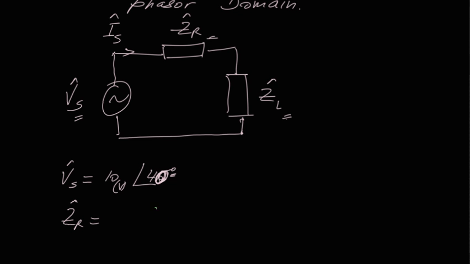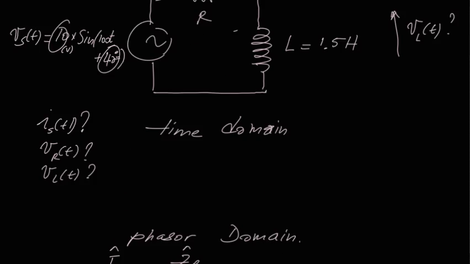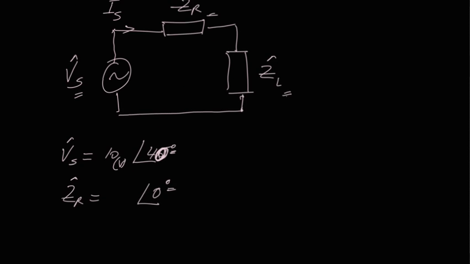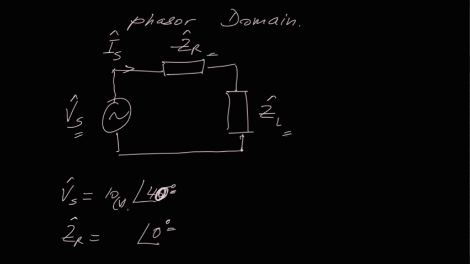All right, ZR is pretty simple. The angle is always 0, and this is nothing but R. And what's the value of R in our circuit? 100 ohms. So in the phasor domain, ZR is simply 100 ohms with 0 degrees.